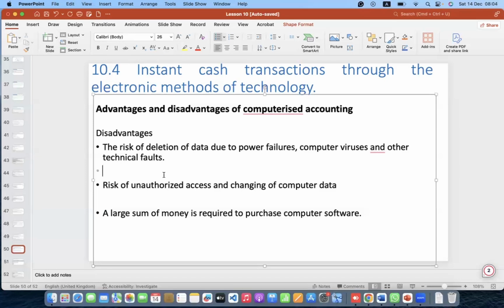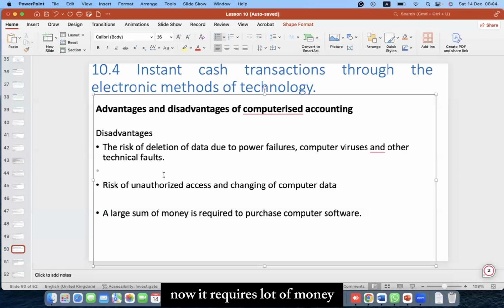If we install a large system like SAP, it requires a lot of money.